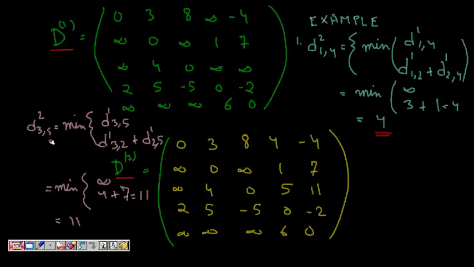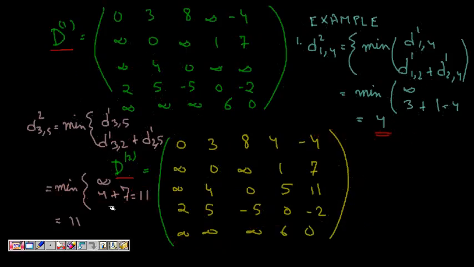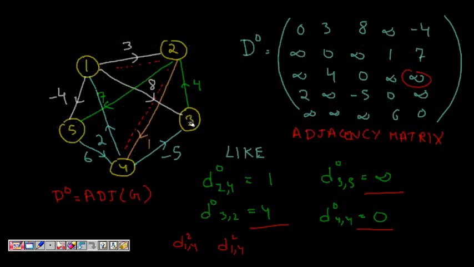D3,5 using nodes 1 and 2. So let's try to see from the figure: 3 to 5 using just nodes 2 and 1. What will happen if we see from the graph? From 3 to 5 I can go via 2, and then from 2 to 5. So this is 4 plus 7, 11. And can I go via 1? I cannot go. That path is infinity.